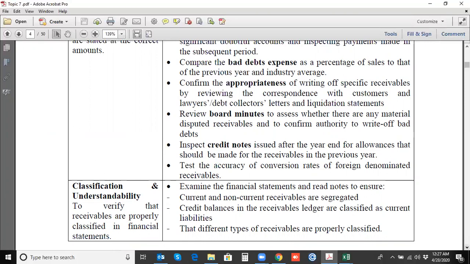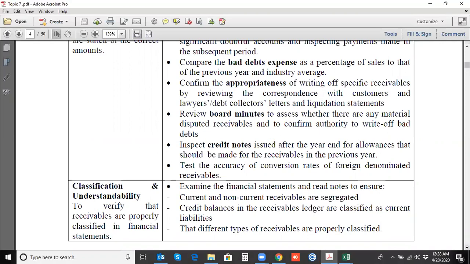We could be having transactions that are not feeding into the financial statements correctly. Look at the conversion of foreign denominated balances. If it is a receivable of 1 million US dollars, has it been translated into the reporting currency using the correct exchange rate? This is very important to verify.